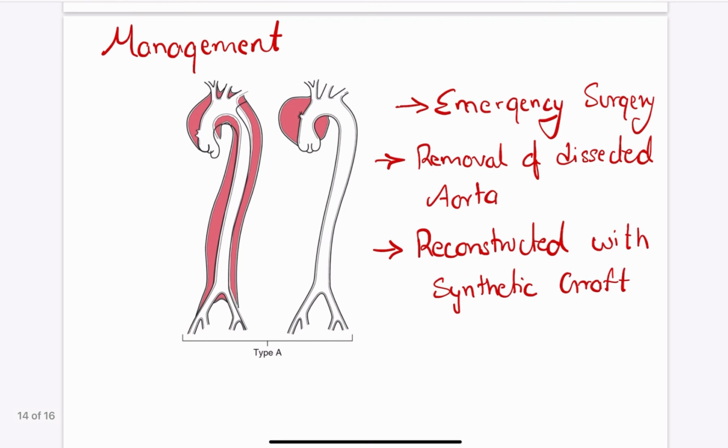Now, coming to management, type A aortic dissection requires emergency surgery to replace the ascending aorta. The surgeon removes the dissected part of the aorta and blocks entry of blood into the wall of the aorta. Then the wall is reconstructed with a synthetic graft.